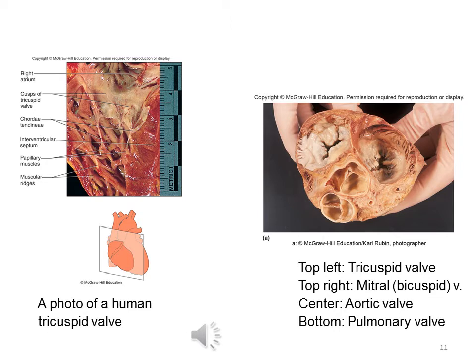So the top one, you can see the three slits there. That is the tricuspid. Right next to that on the other side is the mitral valve or bicuspid. Smack in the middle is the aortic valve. And then right at the bottom, middle, is the pulmonary valve. You should be able to identify all of these valves. Very important.